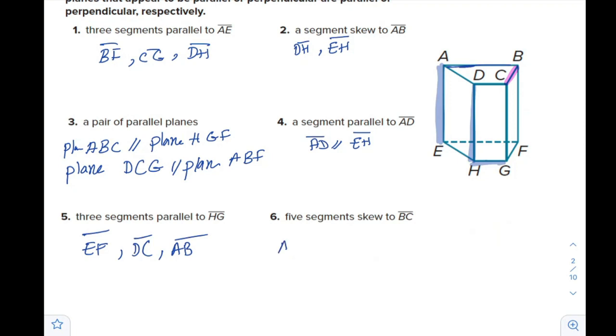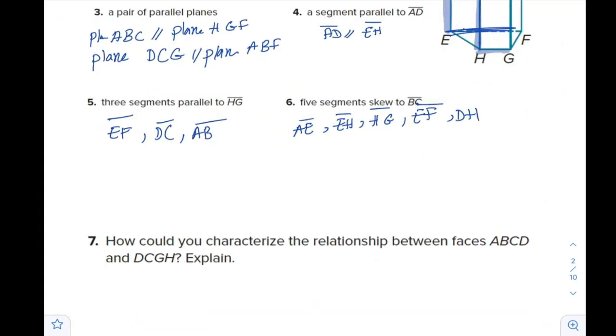So we can name AE. We can name EH. We can name HG. We can name EF. We can name DH. DH is not intersecting. EF is not intersecting. EF is this one. Yes, we have many segments.